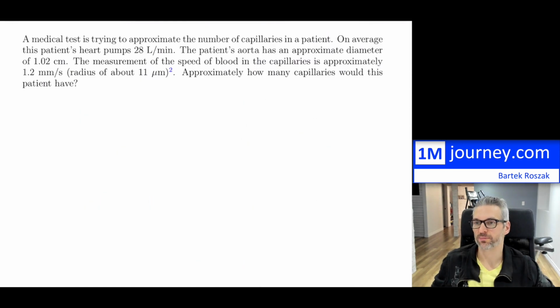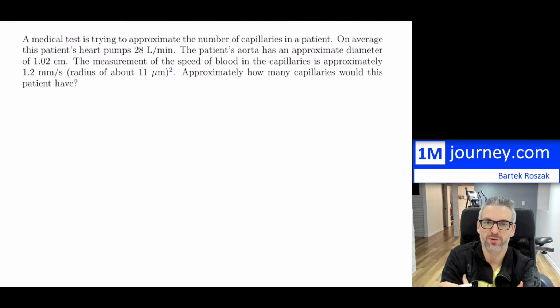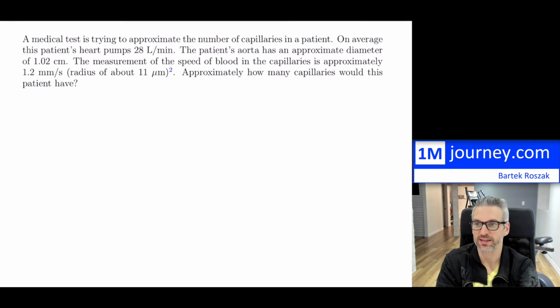Here's the next example. A medical test is trying to approximate the number of capillaries in a patient. On average, this patient's heart pumps 28 liters per minute. The patient's aorta has an approximate diameter of 1.02 centimeters. The measurement of the speed of the blood in the capillaries is approximately 1.2 millimeters per second, and we'll assume the radius is about 11 micrometers. Now, of course, this changes in humans, but in general, you'd be shocked how many capillaries we actually have, because the answer is going to be in the billions. So we want to approximate how many capillaries this patient would have, based on this data, all right?